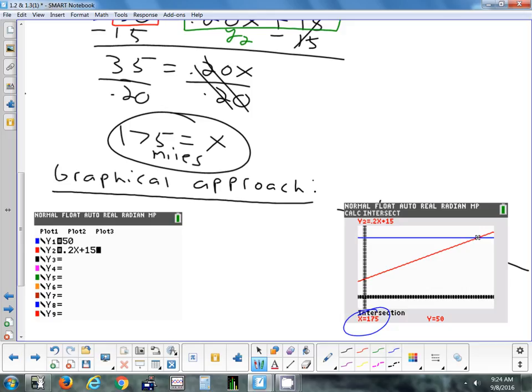All right. What's nice about this approach is we can use it when we have equations that we can't solve algebraically. There are equations that cannot be solved with algebra. We can solve them with other methods. One of them is a graphing approach. So that's why it kind of comes in handy.